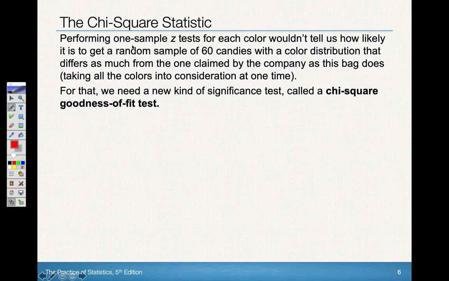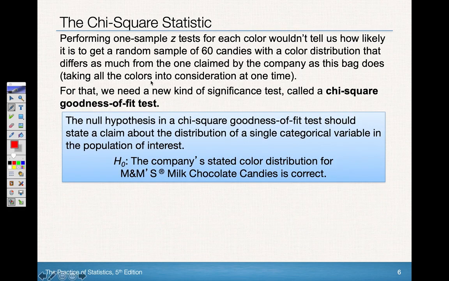So performing a one sample z-test for each color wouldn't tell us how likely it is to get a random sample of an entire bag of 60 with a color distribution that differs as much as the one claimed by the company. For this, we learned the chi-square goodness of fit test. The chi-square goodness of fit test is the only test that they teach in Chapter 11, Section 1. Here's how it works. The null hypothesis of a chi-square goodness of fit test should state a claim about the distribution of a single categorical variable in one population of interest.